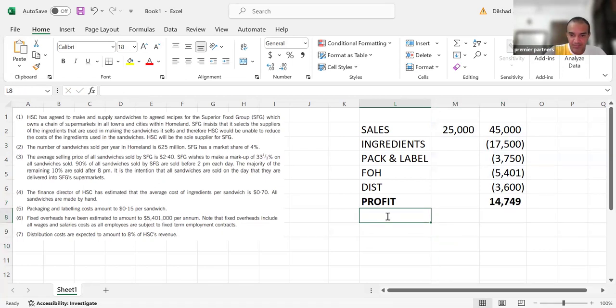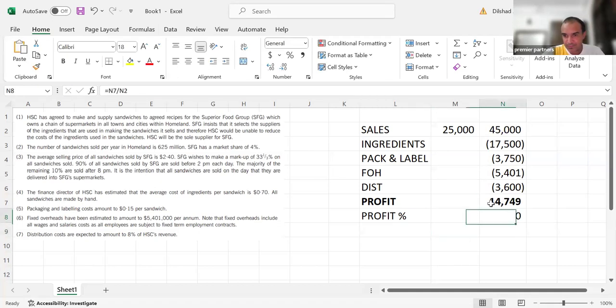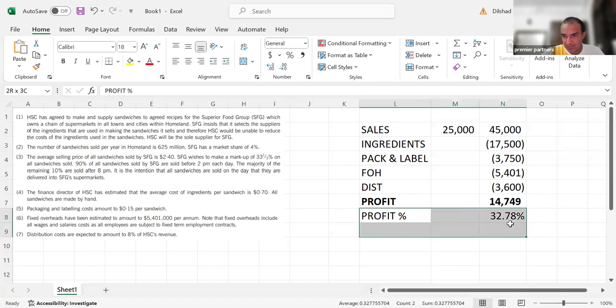Profit margin, profit percentage, profit divided by revenue. 38.78%.